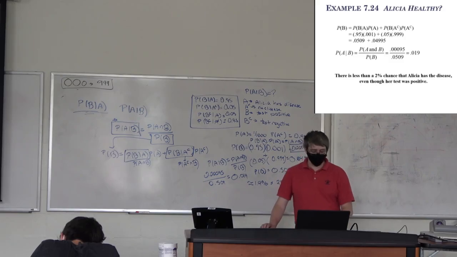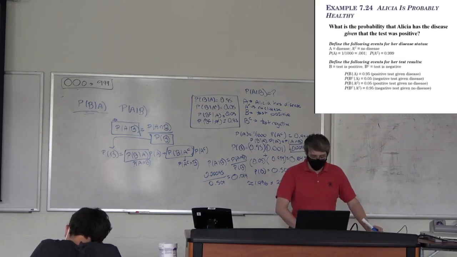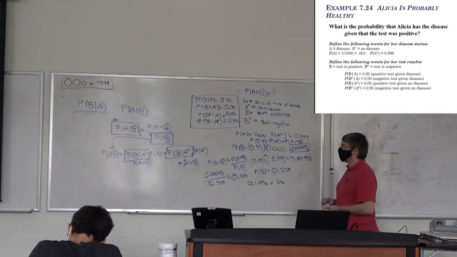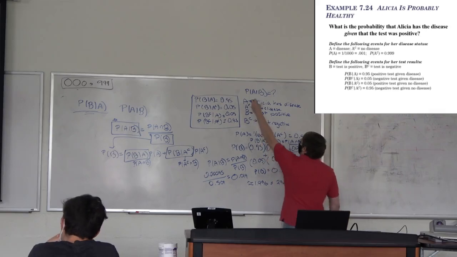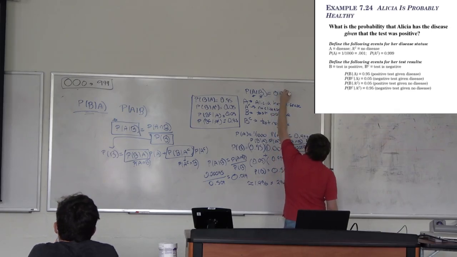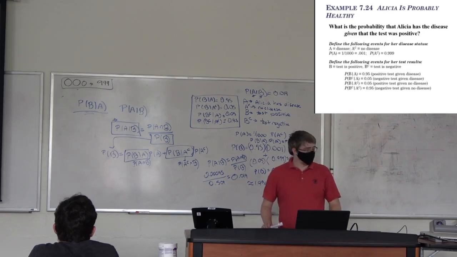And so just from figuring out what these were given before, the P of B given A, B given A complement, these types of ones, we can figure out the probability that Alicia has the disease, which is A, given that her test was positive. All right, a little bit long-winded. We got through.